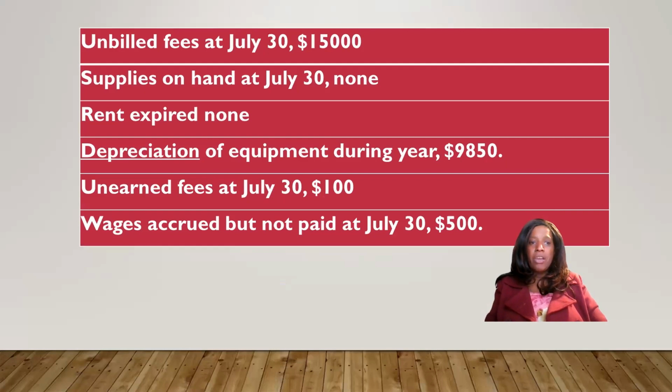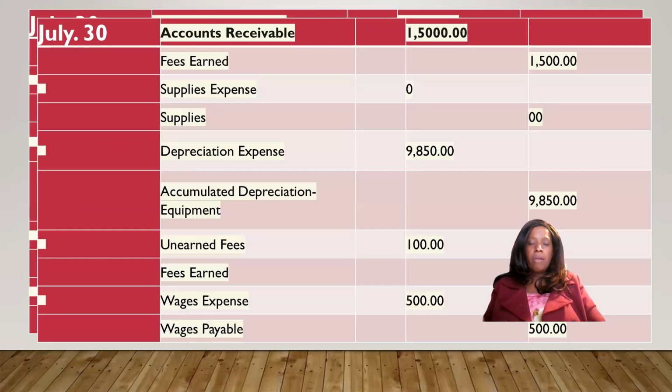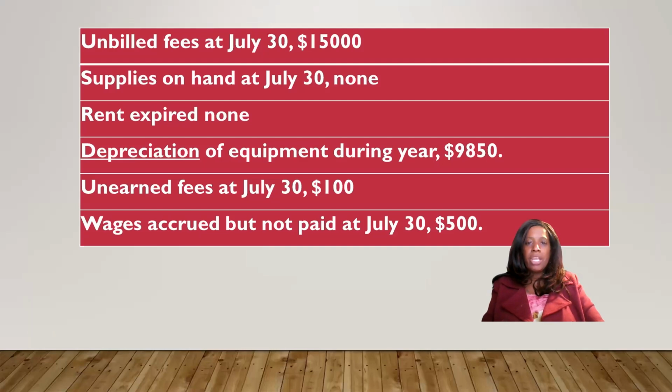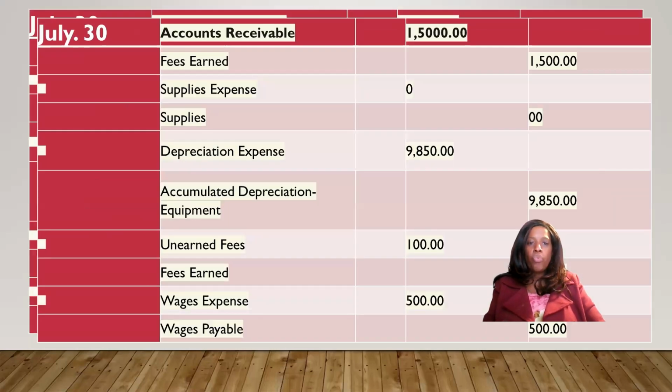Unbilled fees at July 30, $15,000. What do we have? Oops, I forgot a zero right here. So it's $15,000 for accounts receivable, and fees earned will be $15,000. There's an extra zero missing. So if we have supplies that are expired in the business, what do we do? We would have supplies expense, and then we have supplies. If we have depreciation, and if you go back to the slide, depreciation is 9,850. How do we journalize it? We debit depreciation expense and we credit accumulated depreciation.